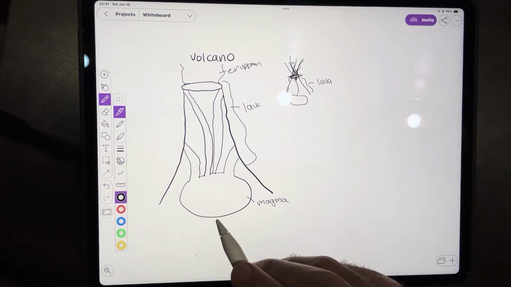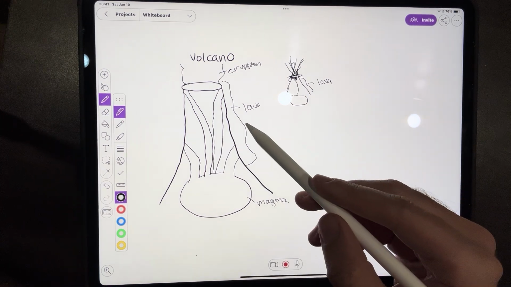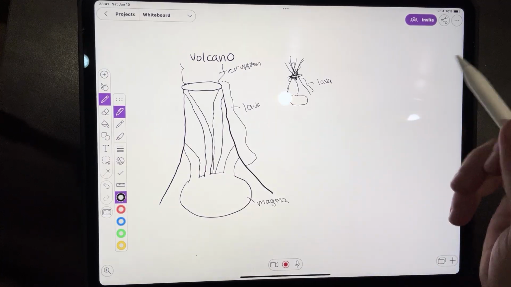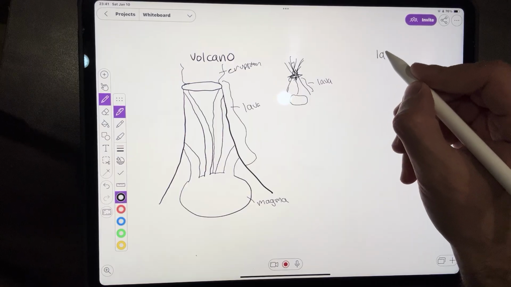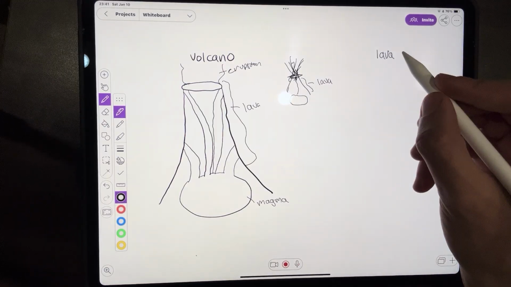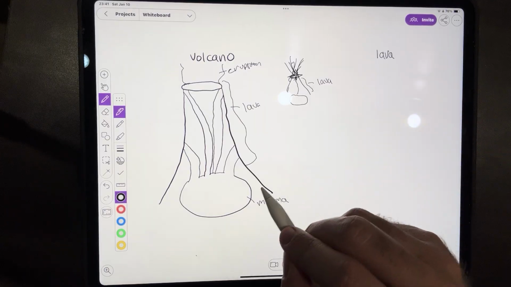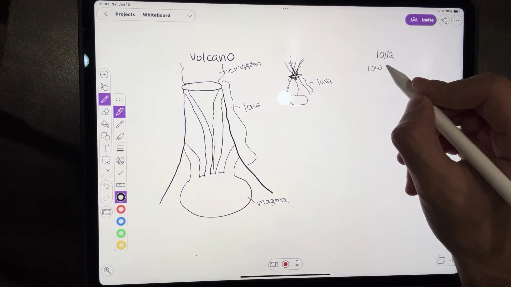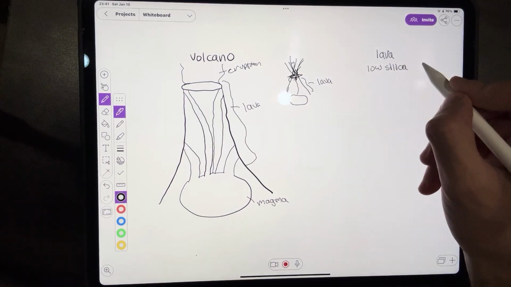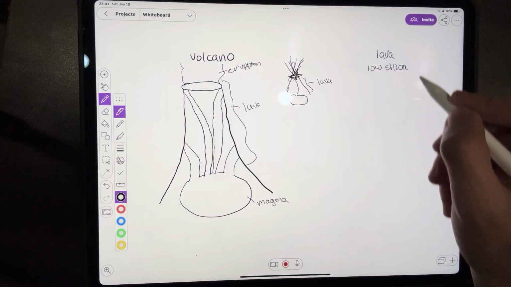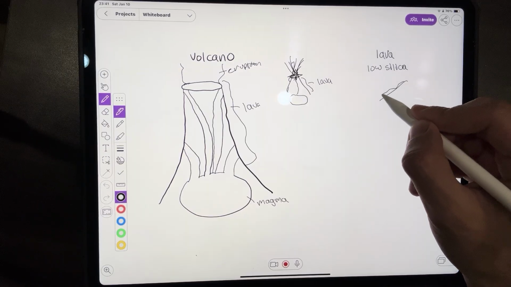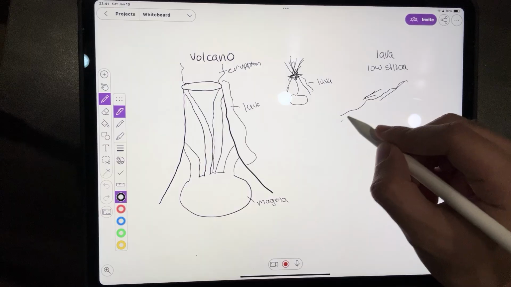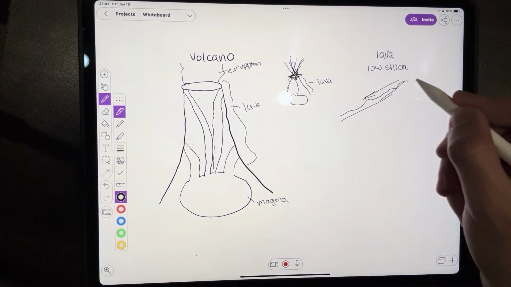Now, a lot of lava and the type of explosion and the type of speed that the lava comes down really depends on its silica content. If the lava has low silica, the lava will be flowing really quickly, like really fast. It'll just be flowing down the mountainside really fast.